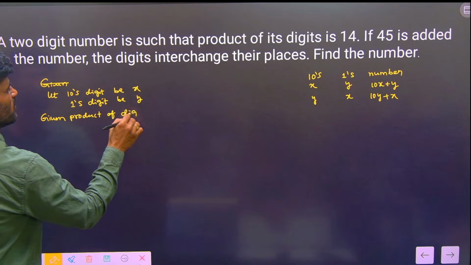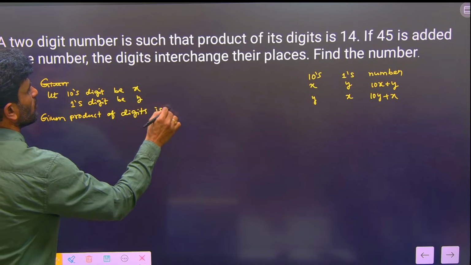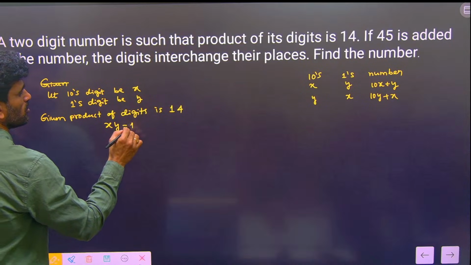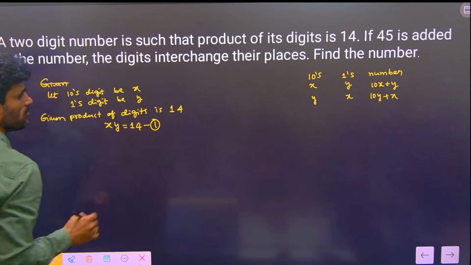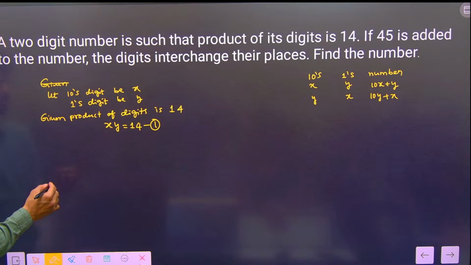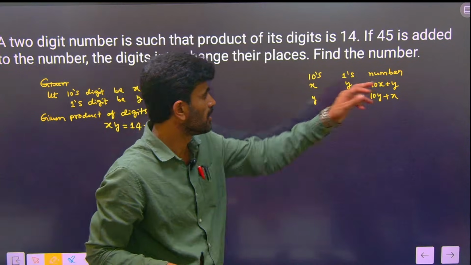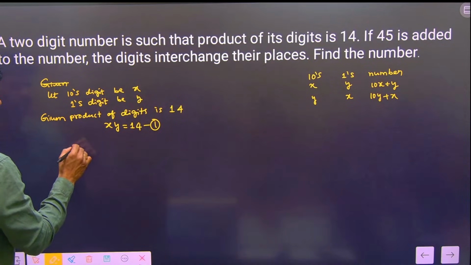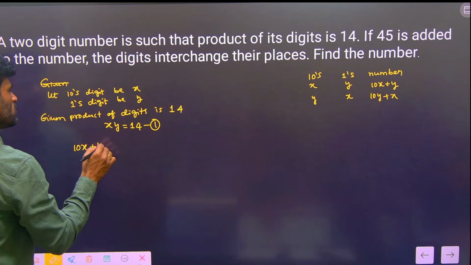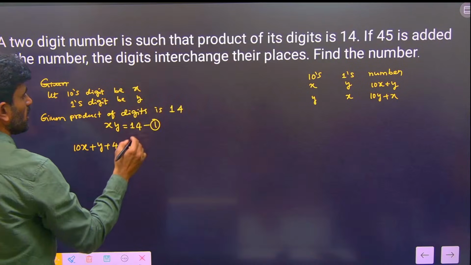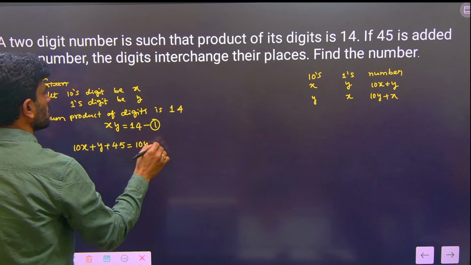Given product of digits. Product of digits, how much is it given? 14. Product of digits means what? X into y. X into y is equal to 14, this is equation 1. Next equation, 45 is added to the number. What is the number? 10x plus y. 45 should be added to it. So 10x plus y plus 45. And what happens? Digits get interchanged. Means what? Number becomes 10y plus x.